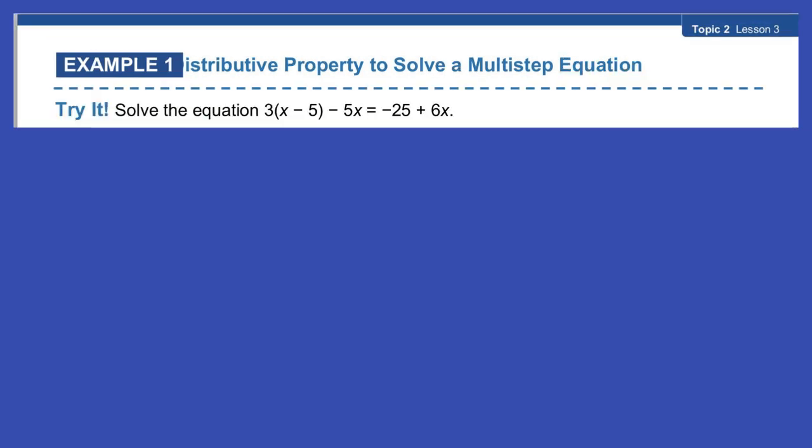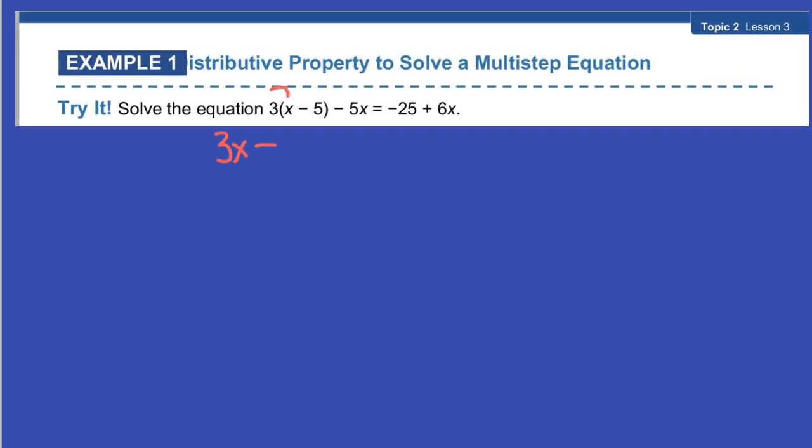This is the try it at the bottom of page 102. All right, so our new number 1 step is we are going to distribute. We have 3 x's. 3 times x is 3x. It was subtraction. I'm going to keep it subtraction. And 3 5s. 3 5s is 15. Bring down, bring down, bring down, bring down.